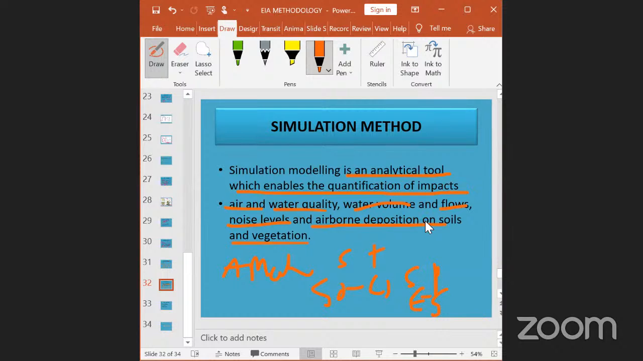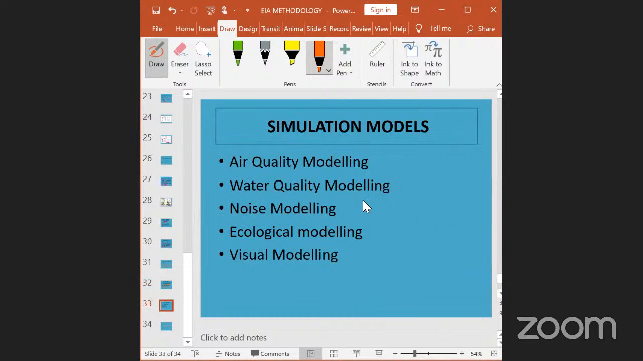So for example, in environmental studies, we have some different kinds of models here, right? The first one is air quality modeling. Those are the box model, the Gaussian plume model, the PTMAX model, and valley models. So these are the air quality models.